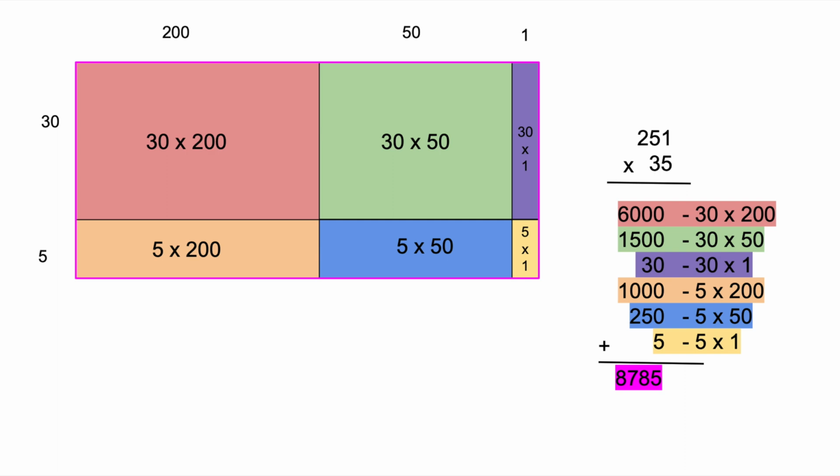8,785, and it is highlighted in pink as for the whole rectangle itself because we made a 251 by 35 rectangle. And of course, the whole point of this was to find the answer to 251 times 35. But once again, we're breaking it down into partial products to be able to solve the problem in a more easy way and an effective way as well.